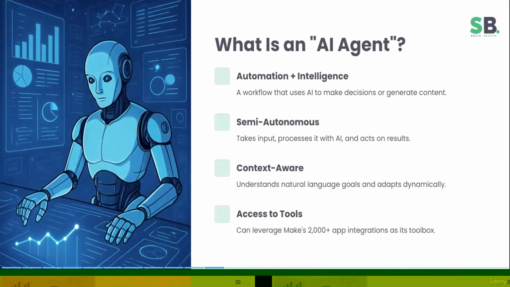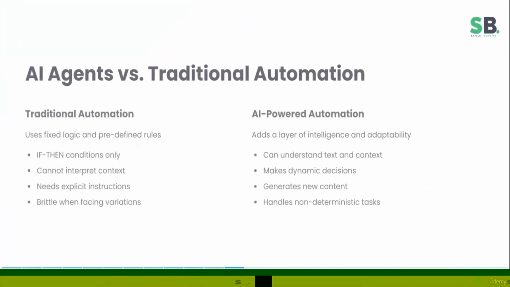What is an AI agent? It's automation plus intelligence, a workflow that uses AI to make decisions or generate content. It's semi-autonomous. It takes input, processes it with AI, and acts on the result. It's context-aware. It understands natural language goals and adapts dynamically. And it has access to tools. It can leverage Make's 2,000-plus app integrations as its toolbox.